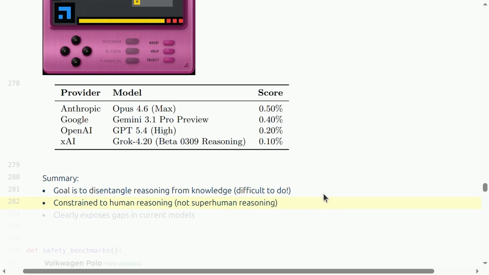This is also constrained to human reasoning. The explicit goal is to be 100% human solvable within some reasonable time. So this doesn't really extend to superhuman reasoning, for example, winning IMO gold medals or solving open math problems, which arguably are still very useful and important. But clearly this exposes some gaps in the current models. So there is work to do if you think the goal is basically being able to solve all the tasks.